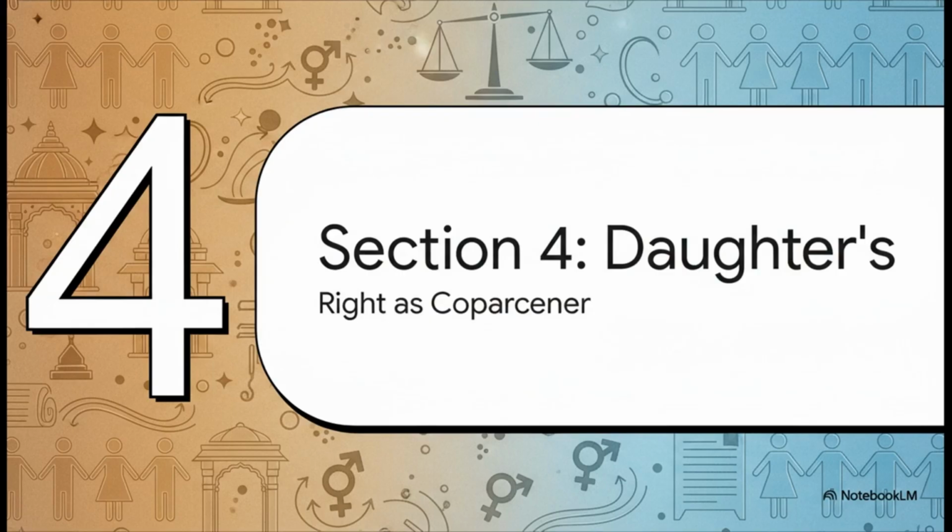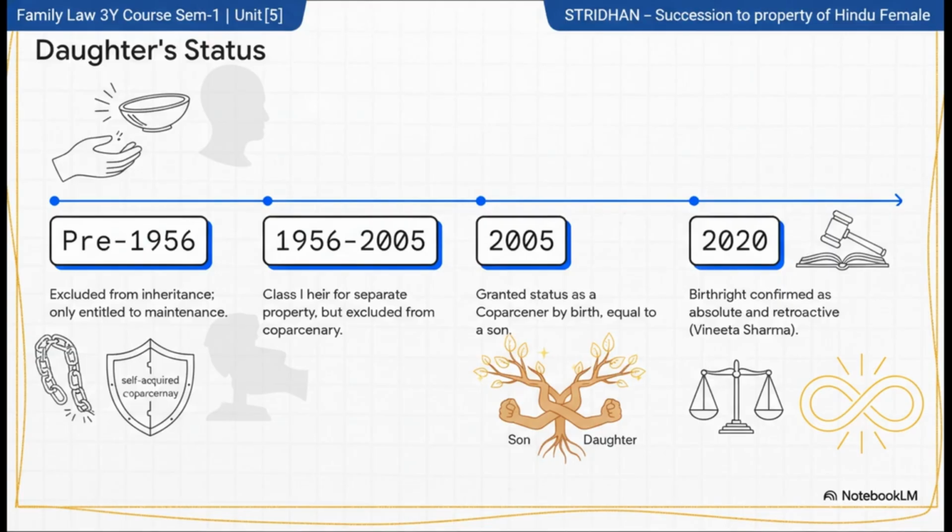All right, let's shift gears to what is arguably one of the most significant changes in modern Hindu law, the daughter's right as a coparcener. This wasn't just a minor legal tweak, it was a fundamental move toward gender equality in ancestral family property. You can really see the story of progress on this timeline.